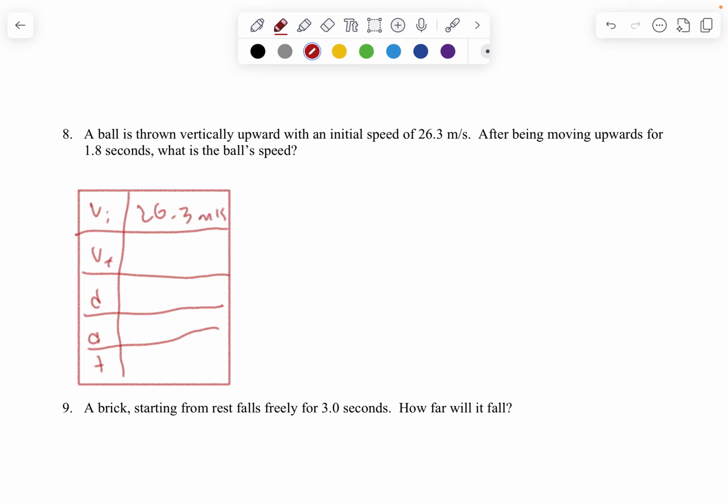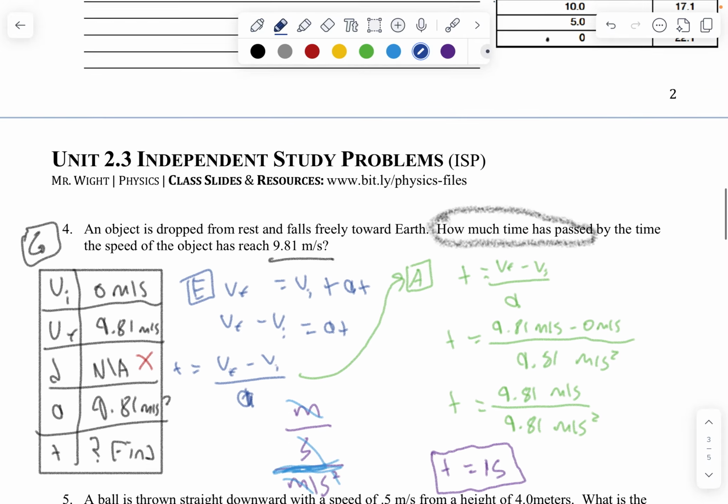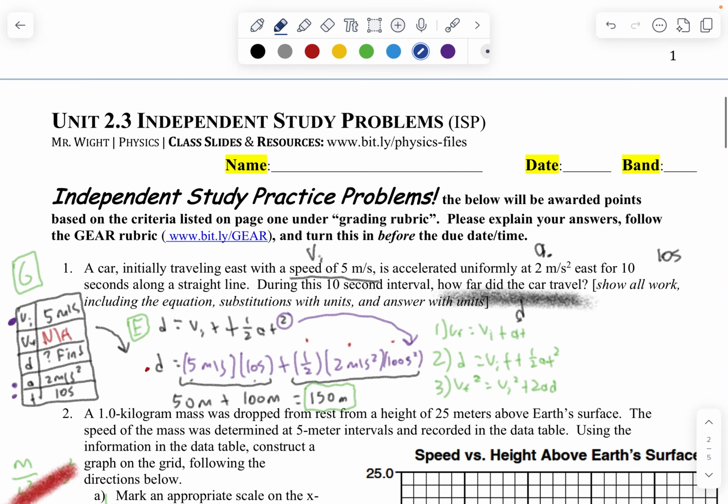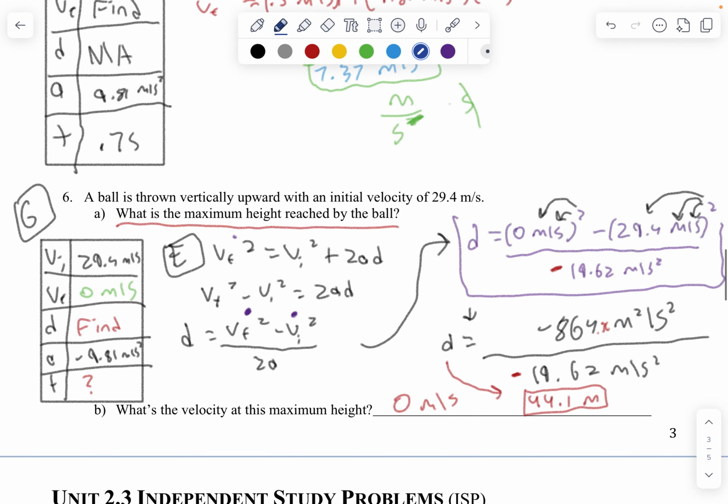Okay, and then what's the final velocity? Well, the question asks, after something, what is the ball's speed? So "after" is a great indicator of final velocity. That means the final velocity is what we're trying to find. And then for displacement, are we given anything about displacement? Nope. This is great because then we can use our favorite equation, at least in my opinion, the first equation, because it's the most simple. It's just final velocity equals initial velocity plus acceleration times time.